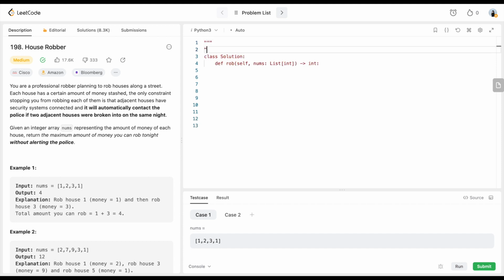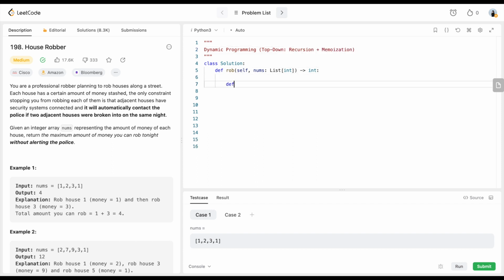Today I'm going to solve this using dynamic programming, the top-down method, top-down optimized recursion. And like any recursion problem, I means index. So like any recursion problem, we should first find our base case.